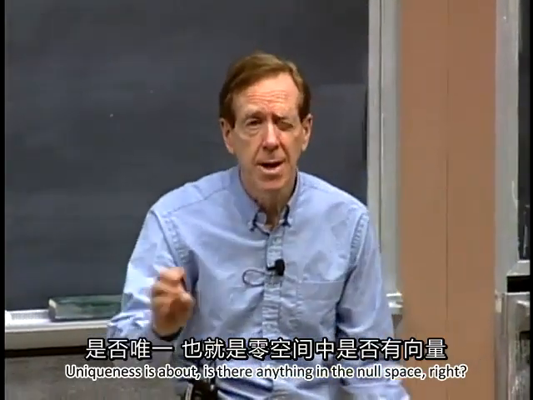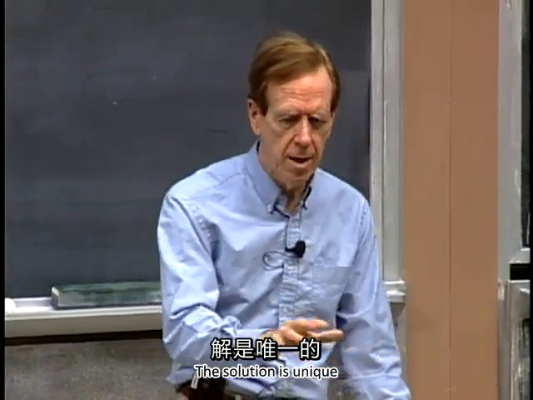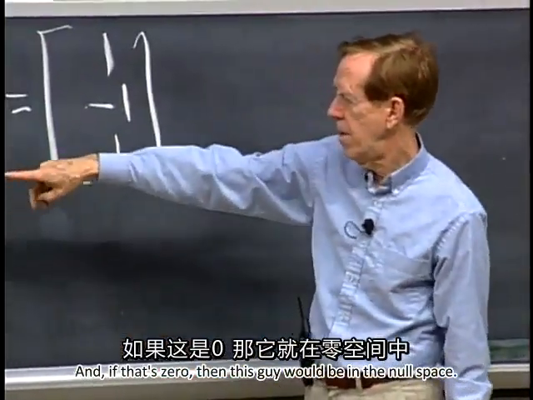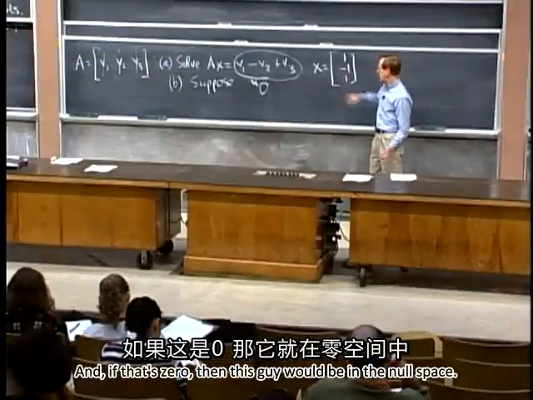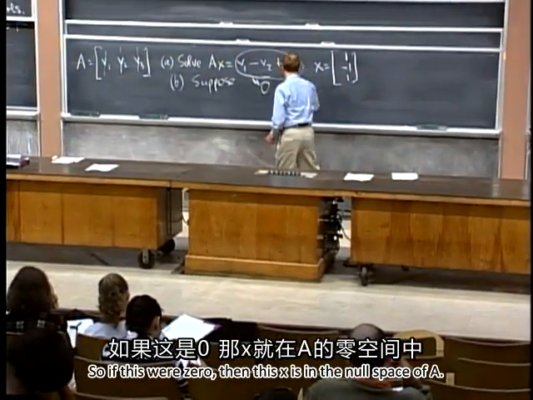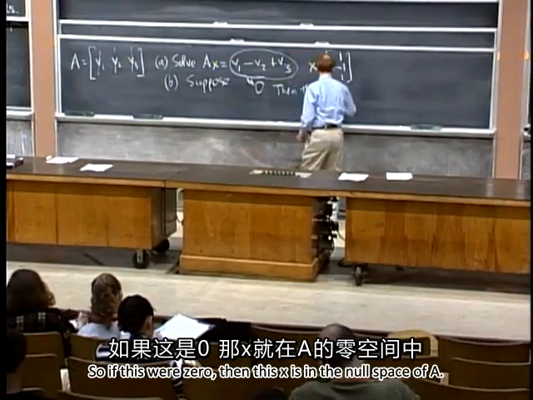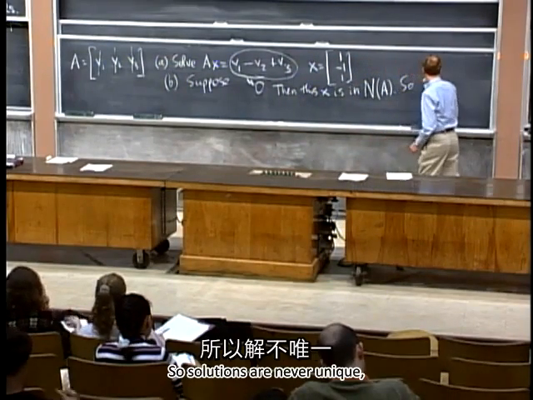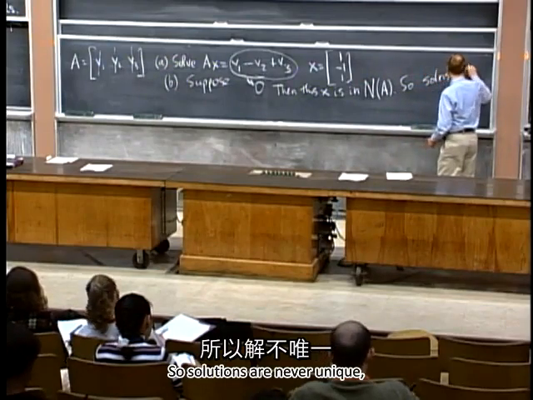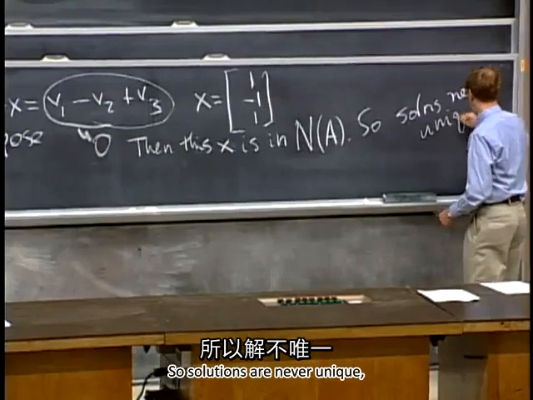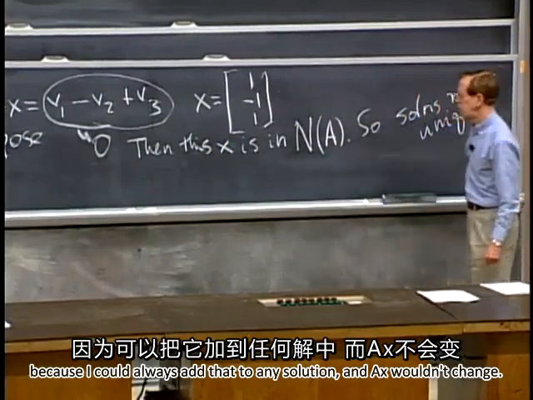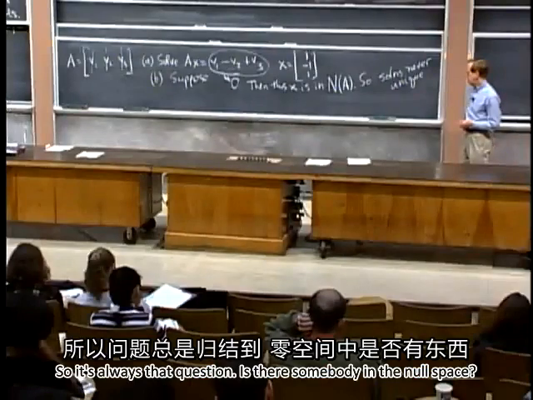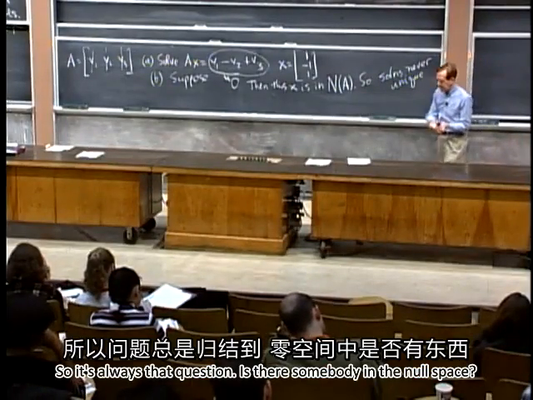Uniqueness is about, is there anything in the null space, right? The solution is unique when there's nobody in the null space except the 0 vector. And if that's 0, then this guy would be in the null space. So if this were 0, then this x is in the null space of A. So solutions are never unique, because I could always add that to any solution, and Ax wouldn't change. So it's always that question: is there somebody in the null space?